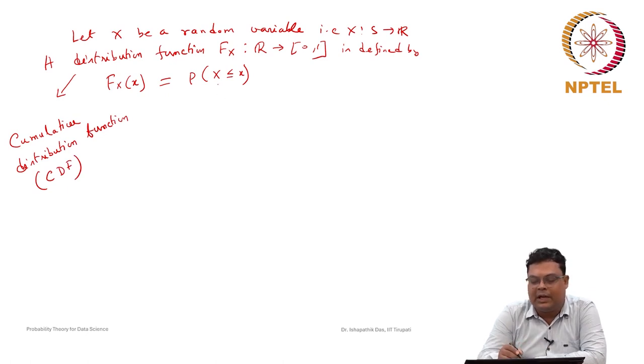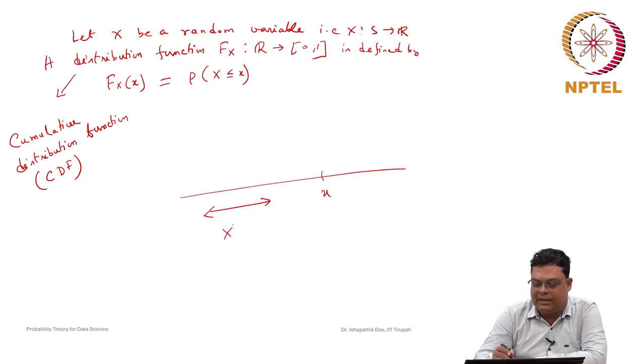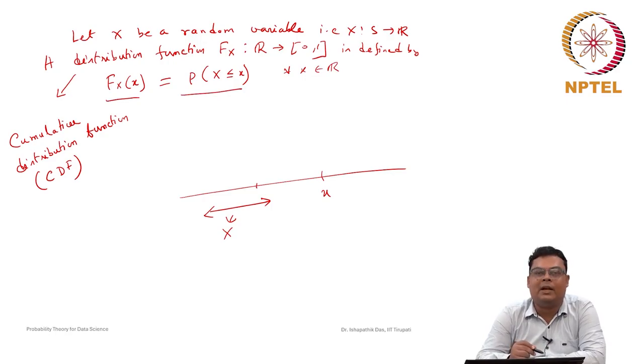Why cumulative? Because we are considering the probability that the random variable takes values less than or equal to x. That means for any real number x, you want to know the probability that X belongs to the interval minus infinity to x. So it is not a particular point; it is from minus infinity up to x. This holds for all x belonging to the real numbers. If you know this function, the CDF, then you know the probability of any event associated with this random experiment or random phenomena.